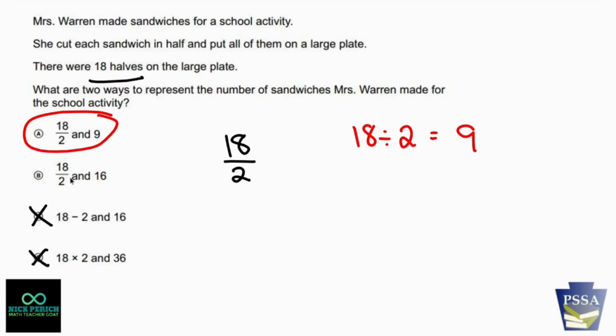What they did with B is they gave us 18 over 2, but then they got 16, which they got from subtracting, and that's just not even right. So the only answer that makes sense is A.